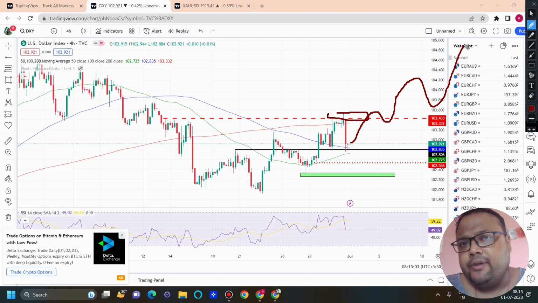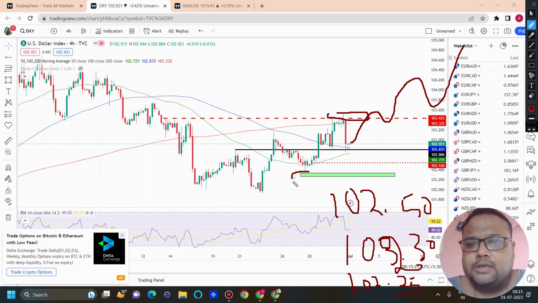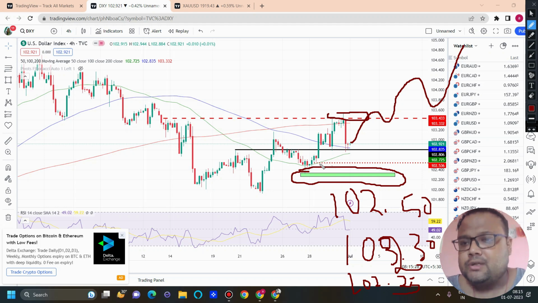Right after the market opening, if there is a drop on DXY, then the next support levels where you can expect the buyers to protect DXY are 102.52 and 102.30 to 102.25. The green box here is the strongest support on the chart of DXY. Before the green box or this buy zone, we also have 102.50. So these are the levels on the chart of DXY if there's a drop right after the market opening.